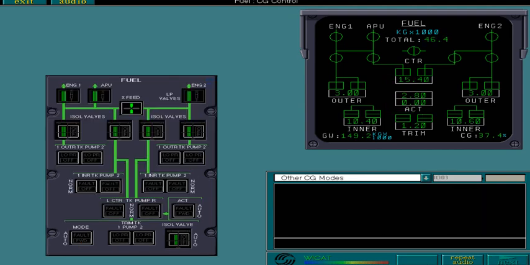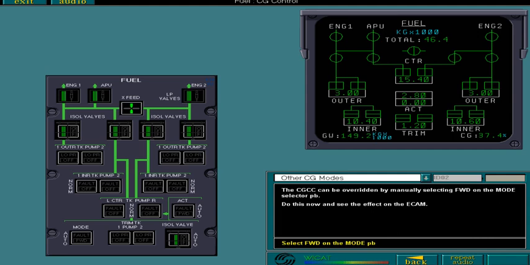The CGCC can be overridden by manually selecting forward on the Mode Selector push button. Do this now and see the effect on the ECAM. As you can see from the ECAM fuel page, fuel transfer to the trim tank is inhibited. The CGCC automatic functions will resume if automatic is reselected on the Mode push button.